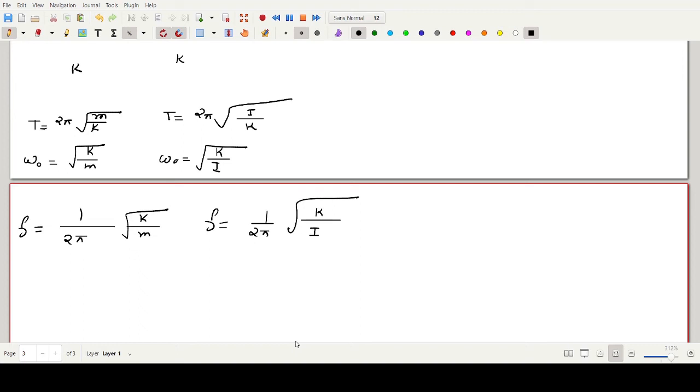So this is the angular simple harmonic oscillator. Now, any question about this?